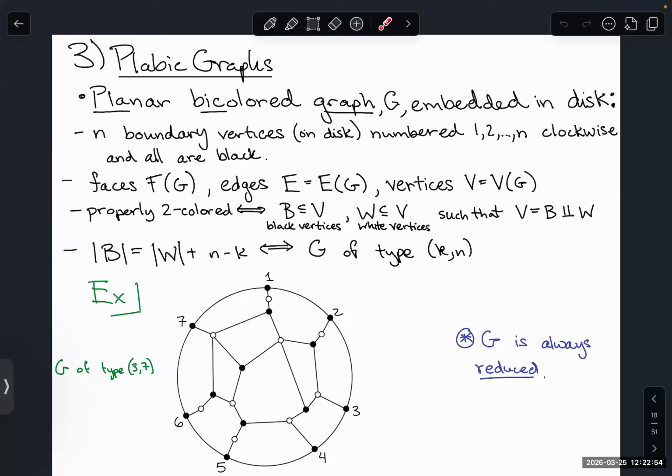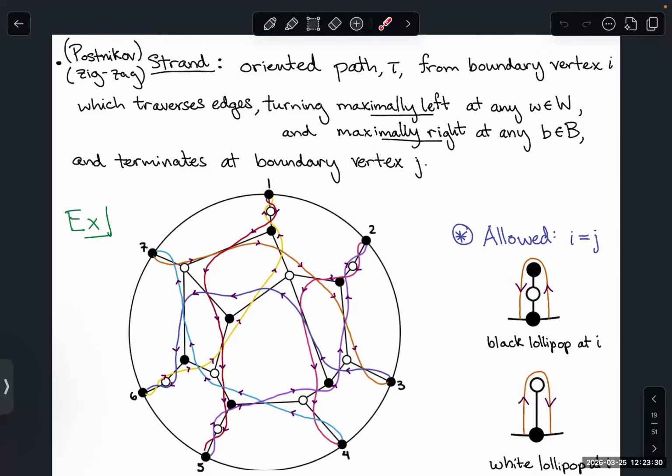We'll say that our graph G is of type k,n if we have a relation on the number of black and white vertices: the number of black vertices is equal to the number of white vertices plus this n minus k factor. In this case, the n and k are coming from exactly the Grassmannian Gr(k,n). And we're going to make one technical assumption that G is always reduced, but we'll have a way of testing that in just a couple of slides that we'll introduce.